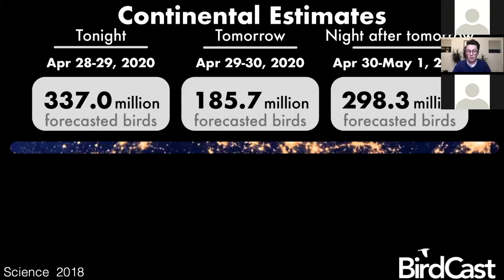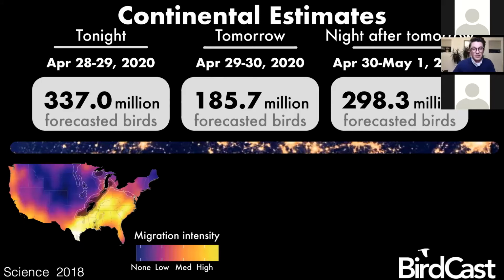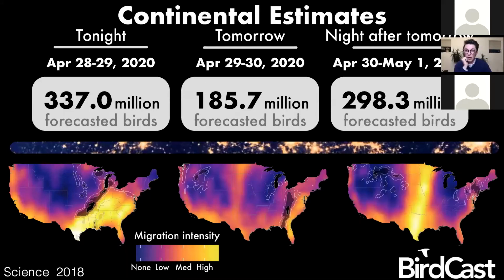And you can see how many birds we predict at the US scale. We can see the intensity in these maps here of where there's intense migration and where there's low intensity of migration. We provide all of these things. They're always freely accessible. You can go to birdcast.info or the arrowecolab.com and you'll see this imagery.